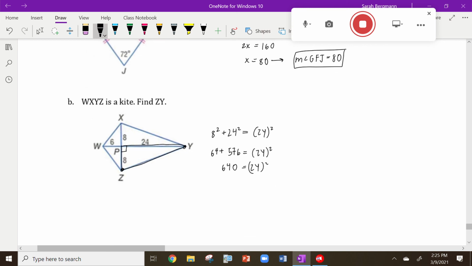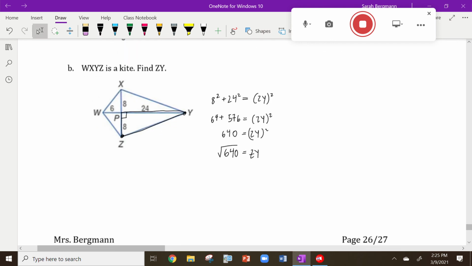And in order to get rid of the squared, you have to square root both sides. Now I can simplify this because 64 goes into 640 10 times, and I know 64 is a perfect square. So it gives me 8 square root of 10 as the answer. And of course, you could always plug it in for an approximation to get 25.3.